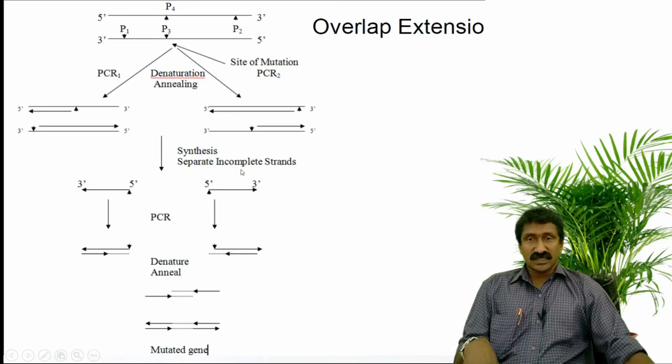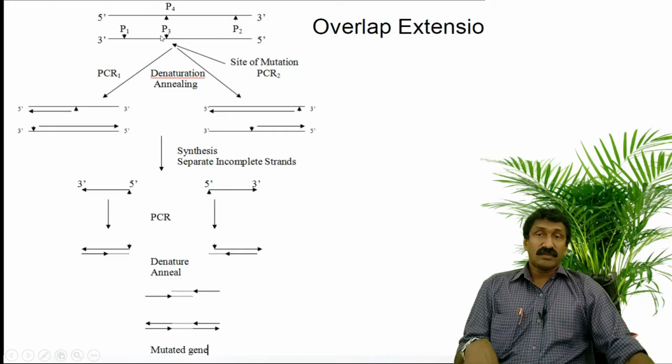Then after the synthesis and separation of the strands, you can join them together, and you have multiple PCR cycles where the fragments will be amplified, then they can be denatured and annealed together, and joined so that the entire strand is joined together to construct the mutated gene. So where you are incorporating the mutation?